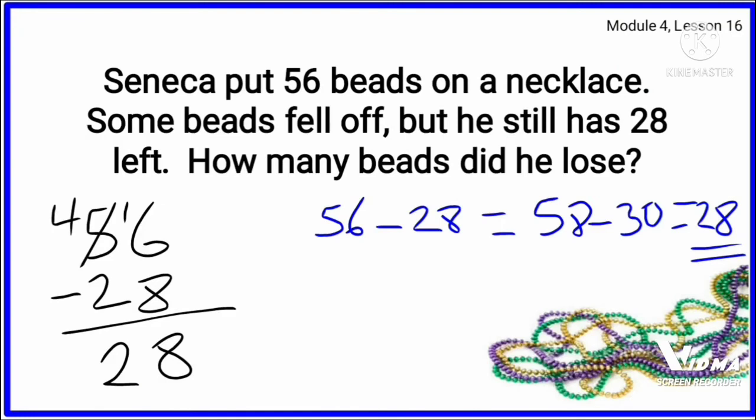Alright, so let's solve this application problem. Sonika put 56 beads on a necklace. Some beads fell off, but he still has 28 left. How many beads did he lose? He put 56 beads on a necklace. Then some beads fell off. By the time he counted, he still had 28. How many fell off? I solved it vertically.